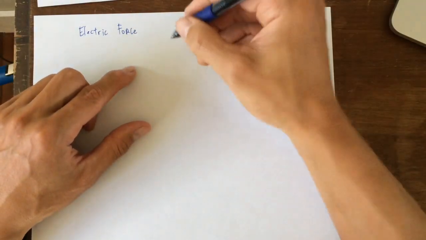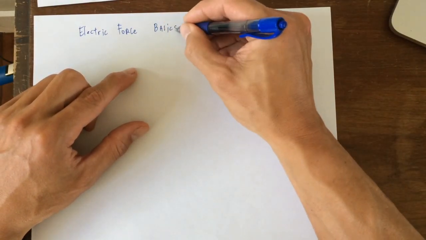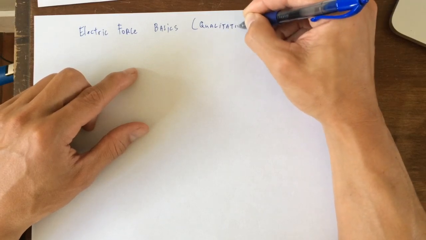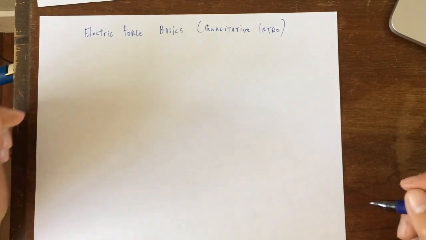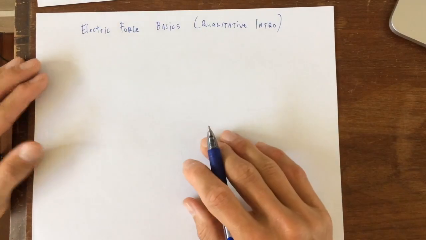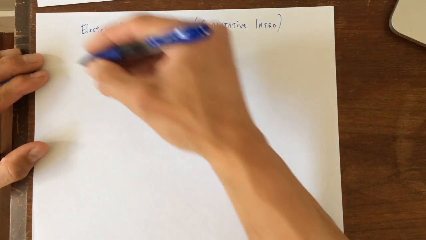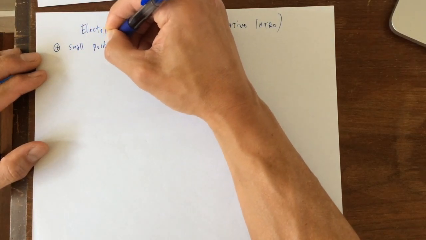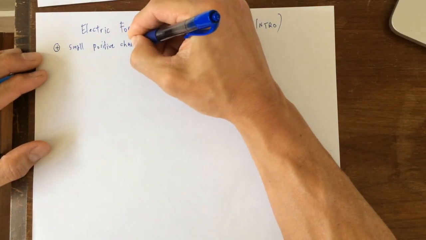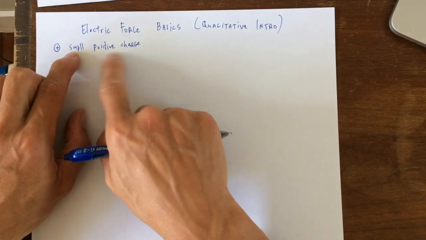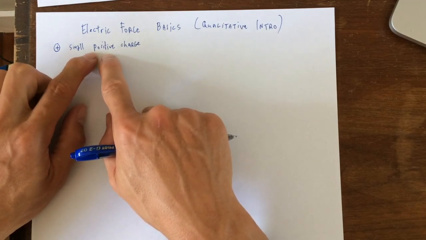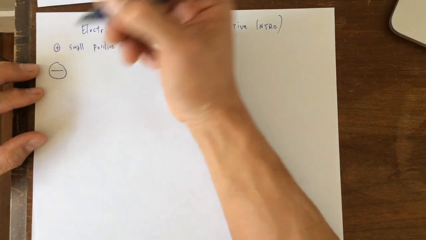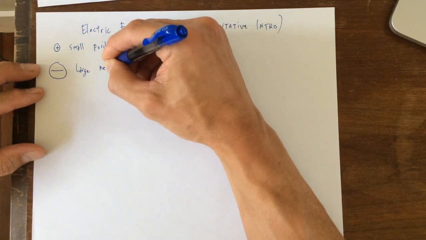And I want to remind you, sorry, electric force basics, and what I mean by this is it's a qualitative intro to how the forces work. So let's say that I'm going to be a little bit diagrammatic. This is a small positive charge. What I mean by this is a small number of coulombs of charge, and it is positive. Here's an example of a diagrammatic large amount of negative charge. So this is large negative charge.